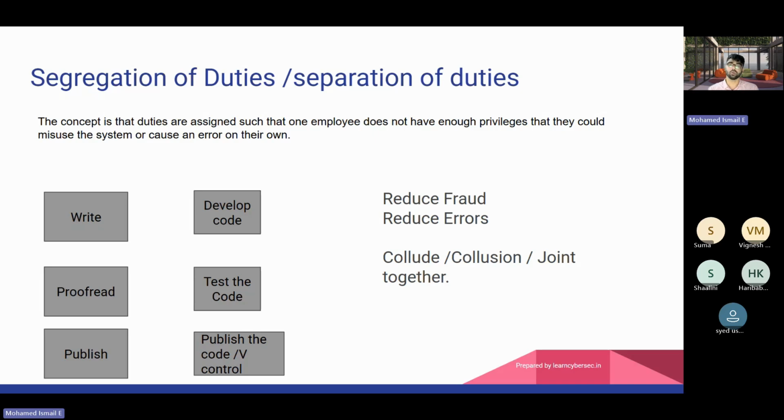Mostly for critical roles, if there is a major role, definitely 2 people are involved to complete it. For example, in some critical environments, opening a data center door needs 2-person authentication. The first person comes and gives the first authentication, the second person comes and gives the second authentication, and only then will the door open where very critical sensitive data is stored in databases or servers. That way, separation of duties is one of the security controls.